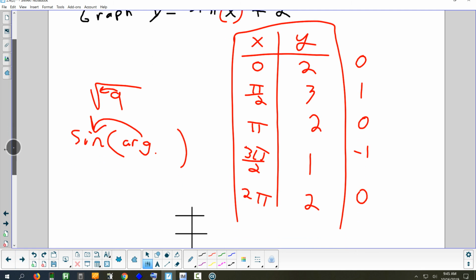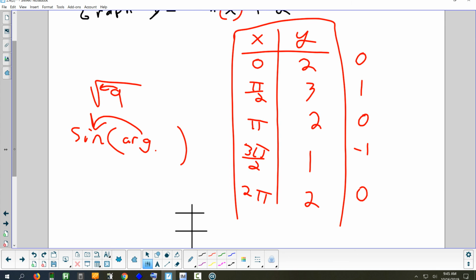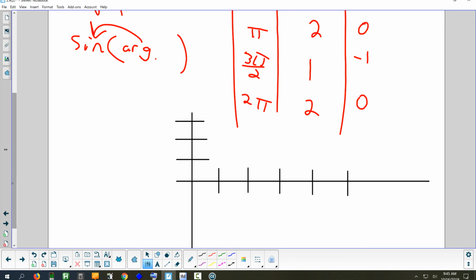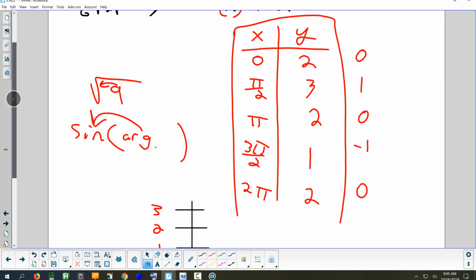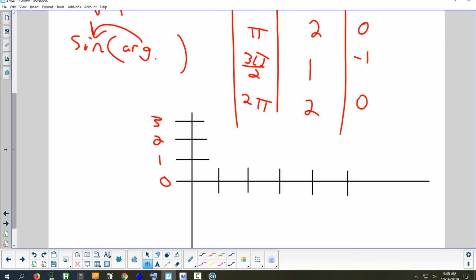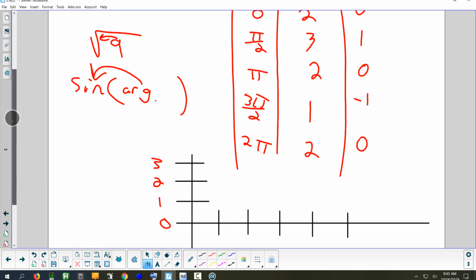What's the highest I need to go? 3. So leave enough room. I would say start at 0 and just go up to 3. That's plenty of space. Now if I had to go to like 20, then I might do 0, 5, 10, 15, 20. I might go by 5s, but I don't really need to do that here.